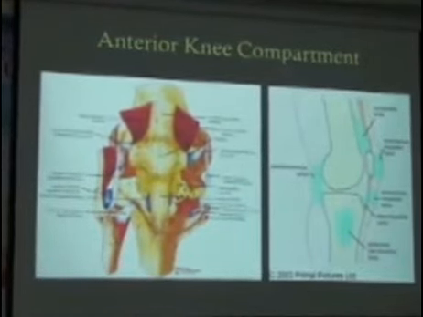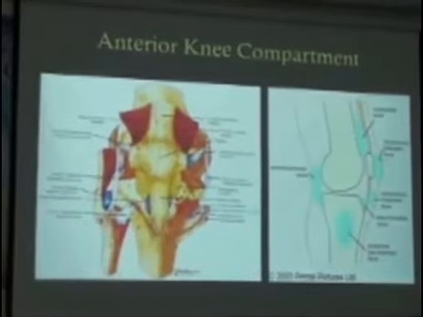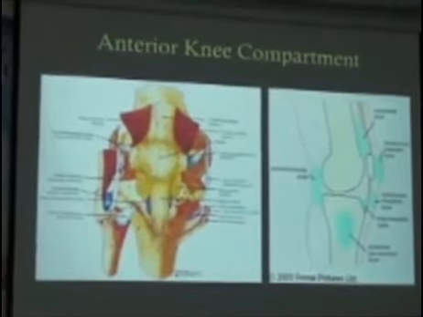And around the knee there are multiple bursae. So the most common bursae occur in these areas here.